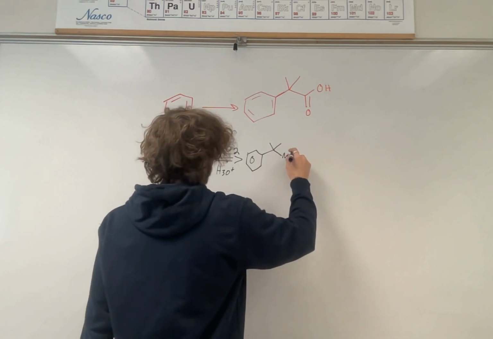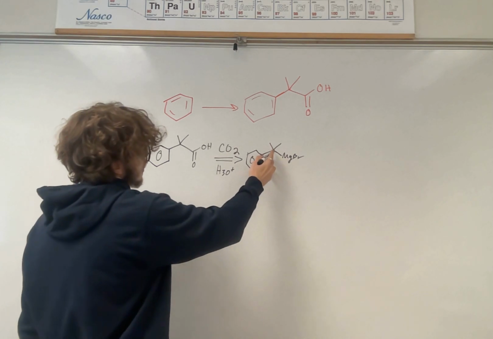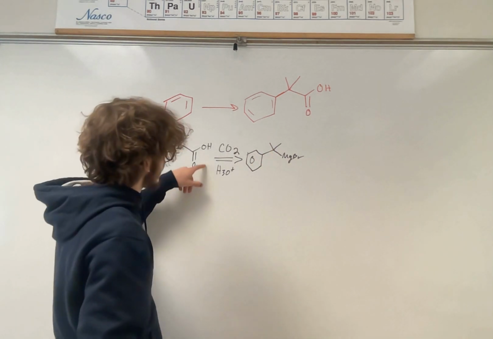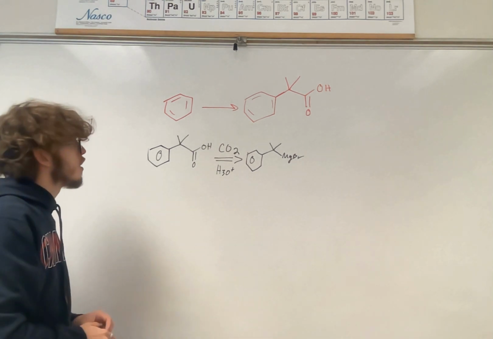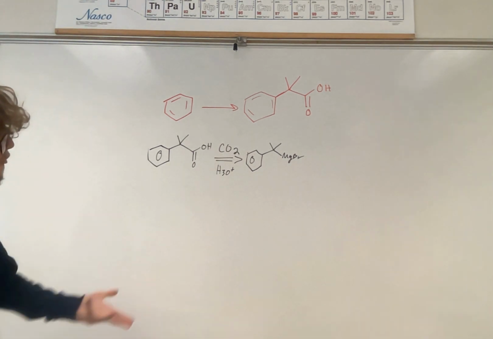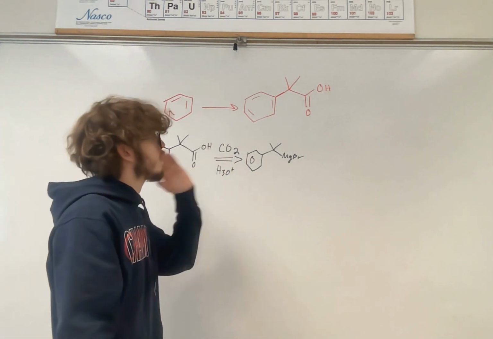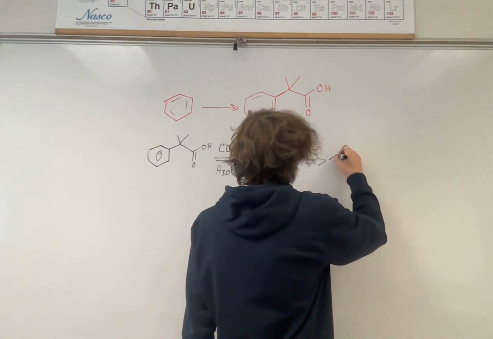So if I use MgBr, we know that this bond is very polar. It's going to attack that carbon, make a carboxylate, and then we're going to protonate it with H3O+. Okay, and that will give us that. So we have a good start. How can we make a Grignard from here? Well, we know that we need a halide in that position.